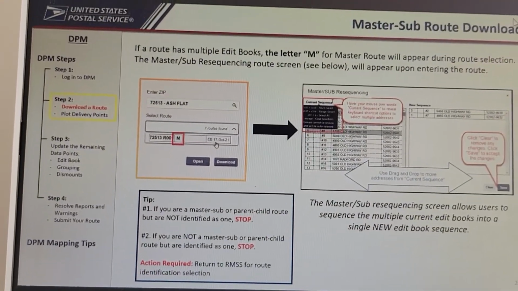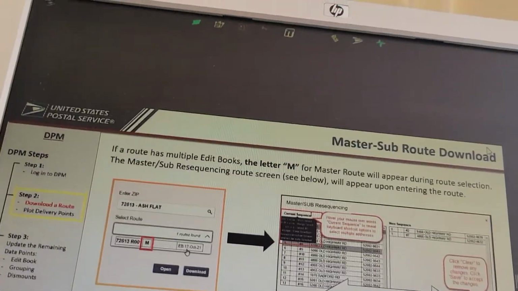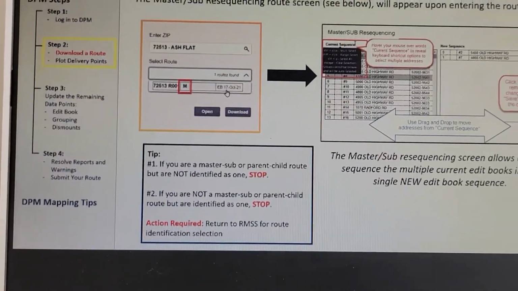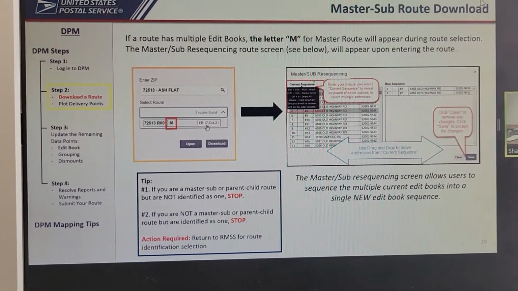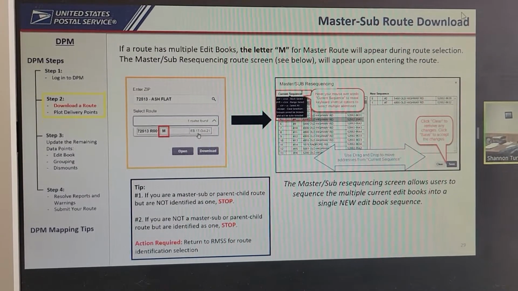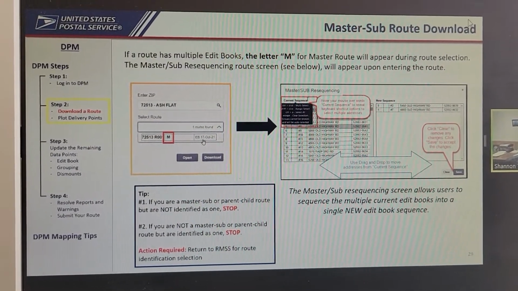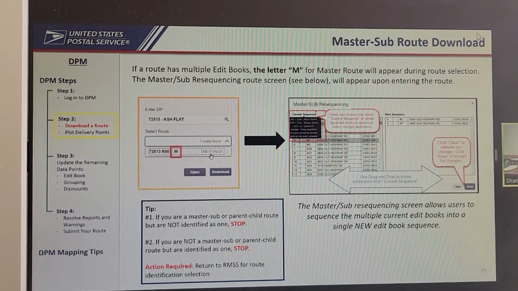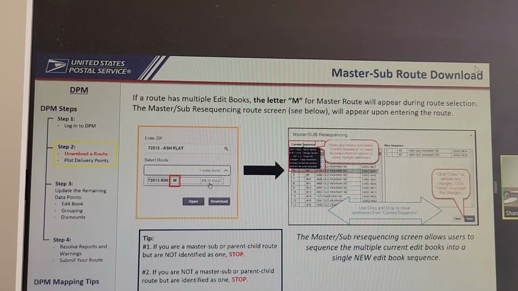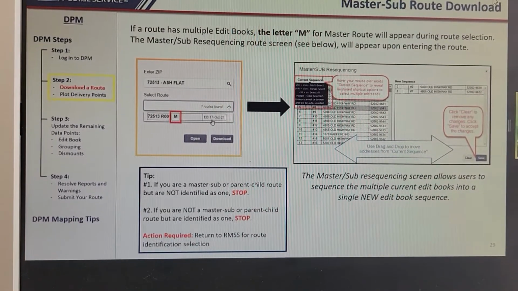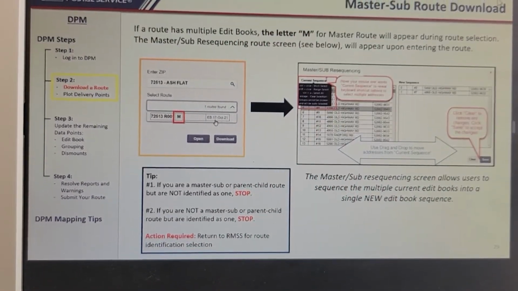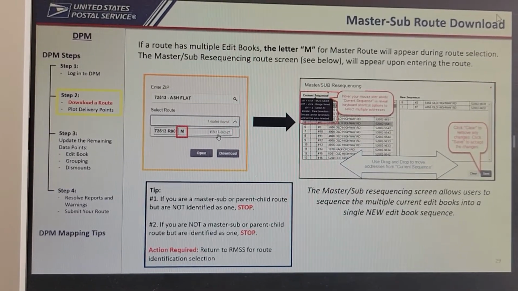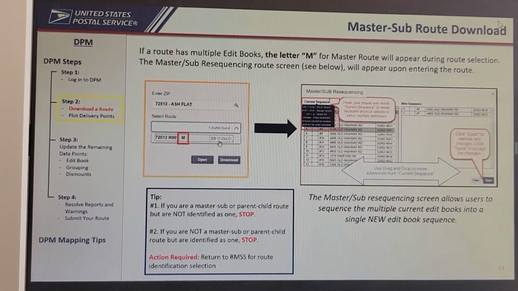All right, there are some routes that exist out here that are master sub routes, complex routes. These are routes that deliver to more than one zip code. That means they have more than one edit book. So if you don't have that kind of route, you can ignore this information for just a second because you won't ever see this screen. But if you do have a complex route, a master sub route, the first indication is that you're going to look for this M. The M is going to be over by the zip code and the route ID to indicate that that route is a master sub route.